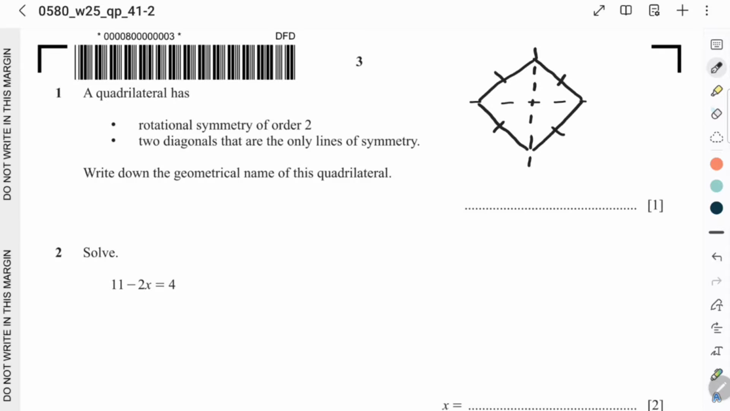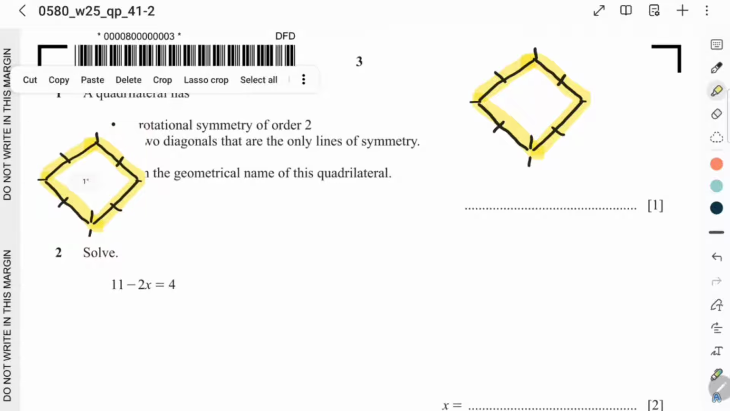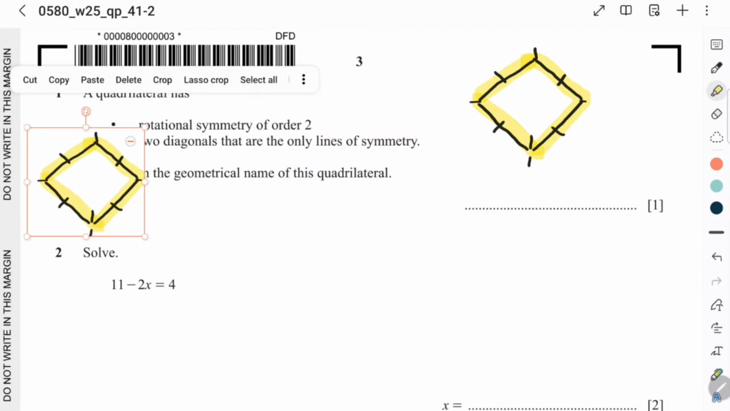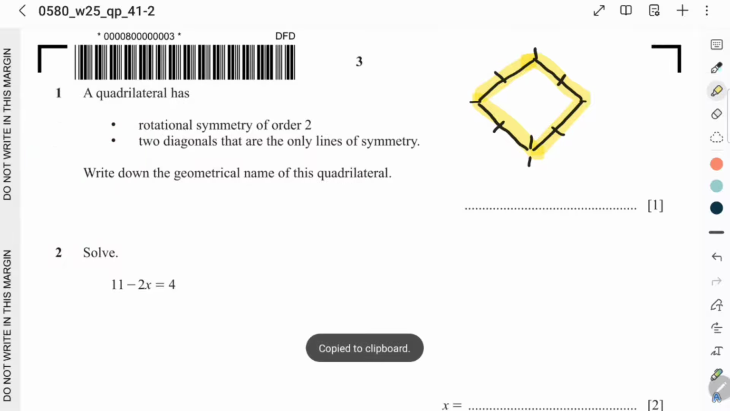The order of rotational symmetry also we'll check. Assume all sides equal. When I rotate 90 degrees, you can see it's not the same. When I rotate 180 degrees, it's the same. When I rotate 270, no. When I rotate 360 degrees, it will be the same. So the order of rotational symmetry is also 2, and the lines of symmetry are the diagonals. So we have the rhombus as the answer. A rhombus is a tilted square.